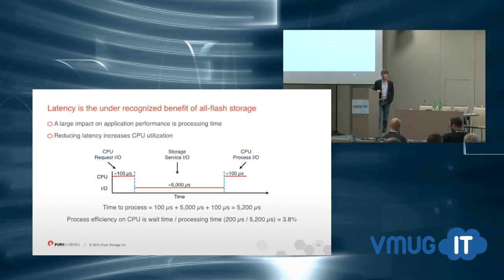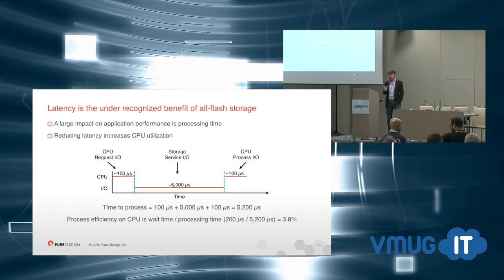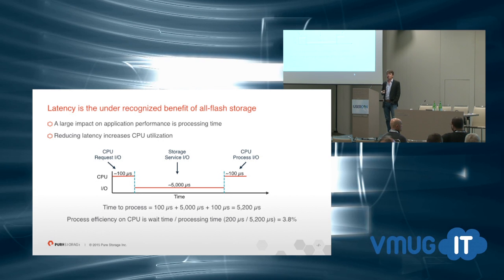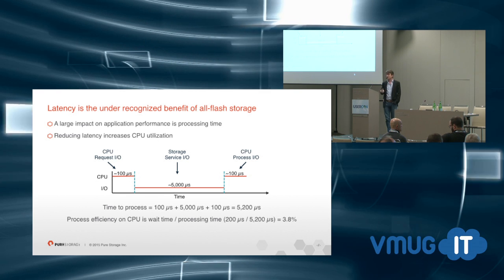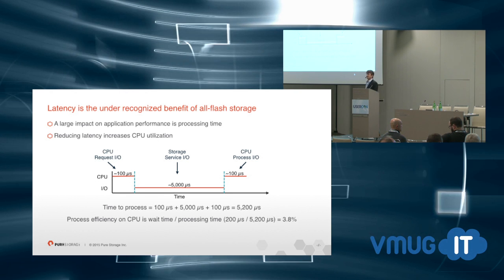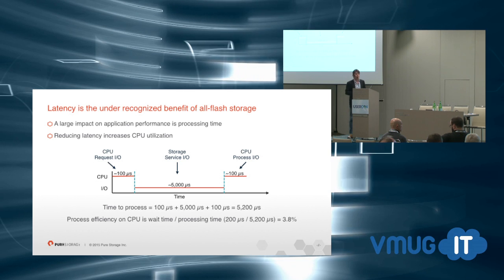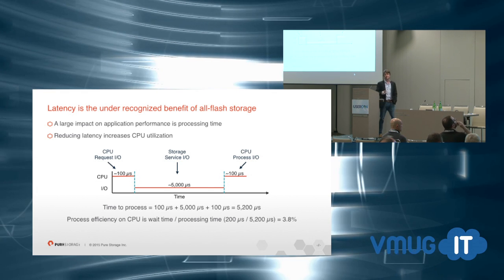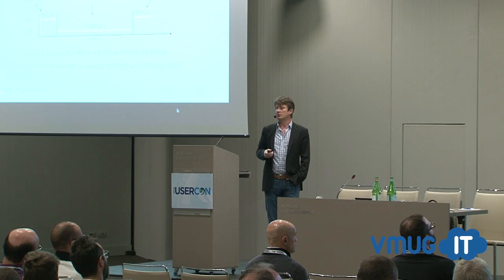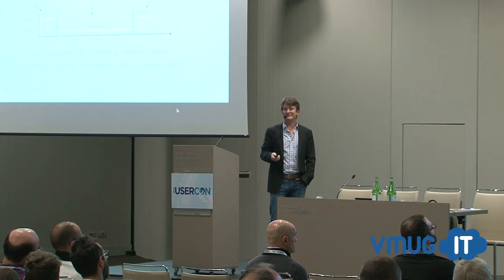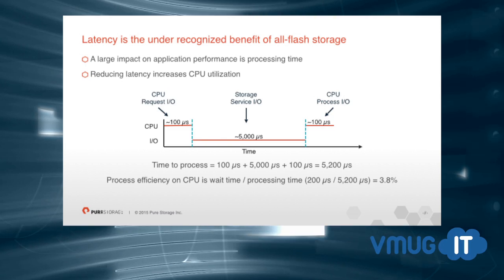What I've tried to do is calculate the CPU utilization based on wait time and come up with a ratio, which is basically saying that with a 5 millisecond latency, you're getting about 3.8% optimization on processing that I/O. The remainder of the time, that CPU process is in I/O wait.